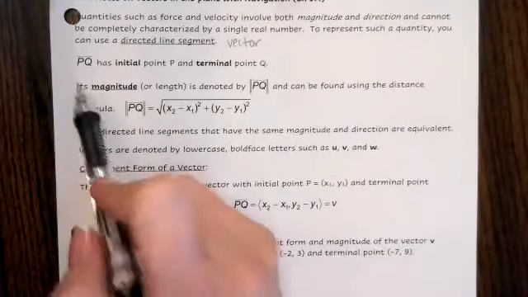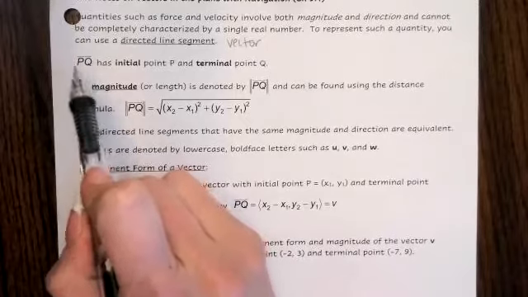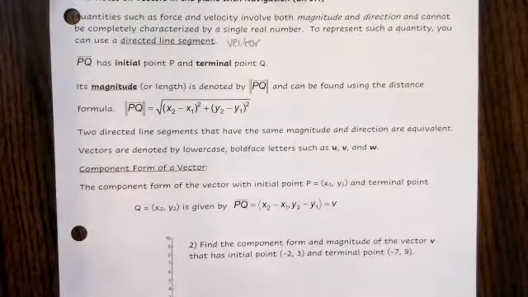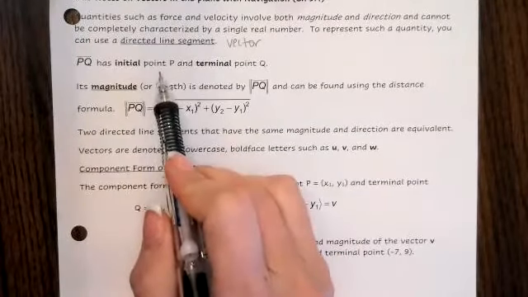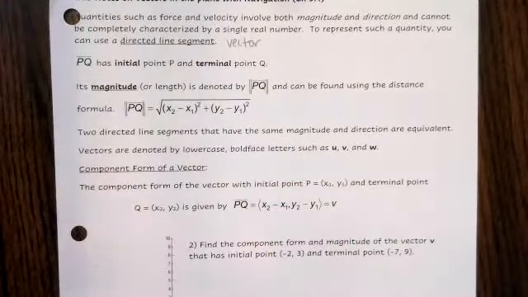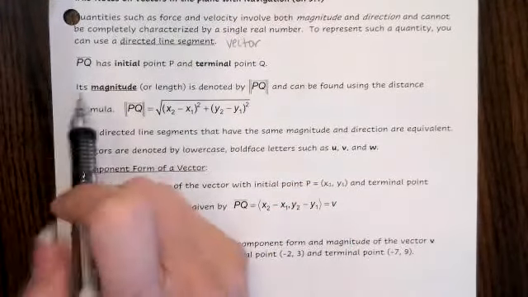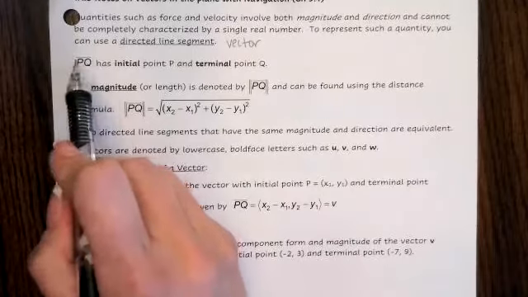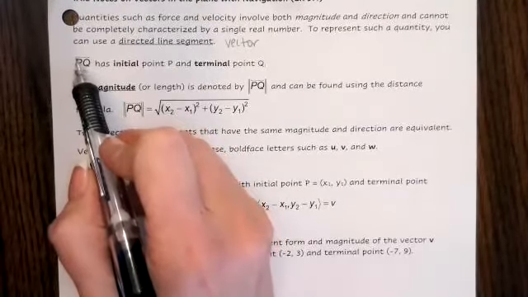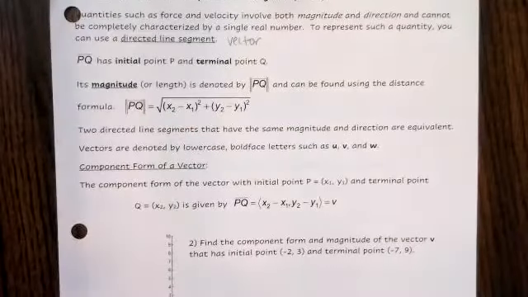Our directed line segment here, we're going to call PQ, has an initial point at P and a terminal point at Q. So our starting point is going to be P, and our ending point is going to be Q. And that's an ordered pair. If you remember this from geometry, that line on top there is talking about the line segment, and it's got the arrow part over the Q because we're starting at P and ending at Q.